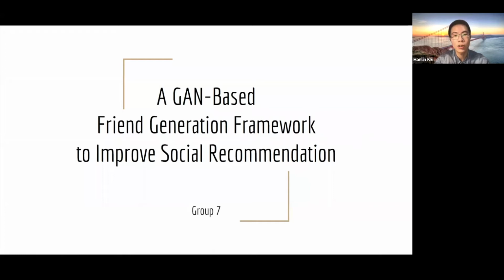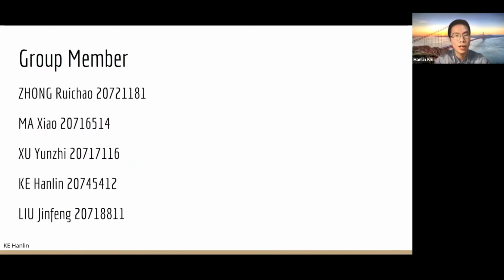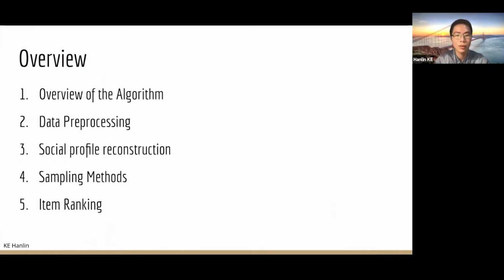The topic of our implementation project is a GAN-based friend generation framework to improve social recommendation. My group members are 钟瑞超、马潇、徐运志、刘金芳, and me. We will talk about our model in the following subtopics.